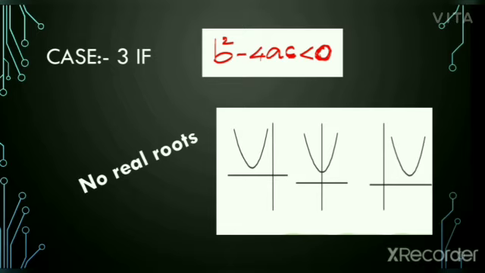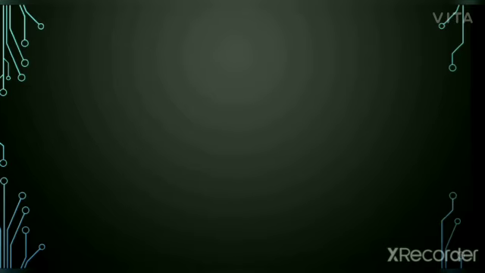Let us see case 3. If b square minus 4ac is less than 0, then the quadratic equation has no real roots. The graphical representation of this case is represented here.